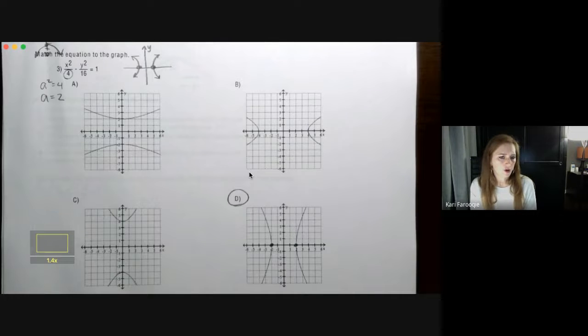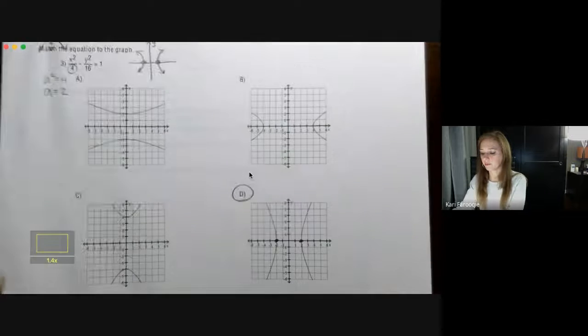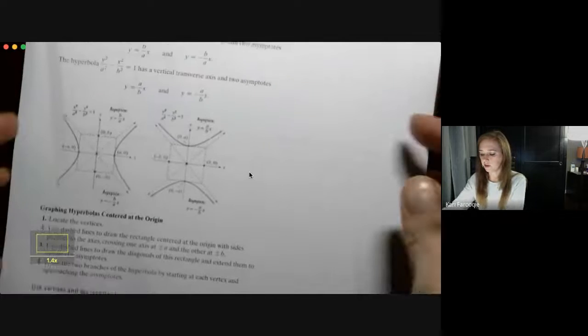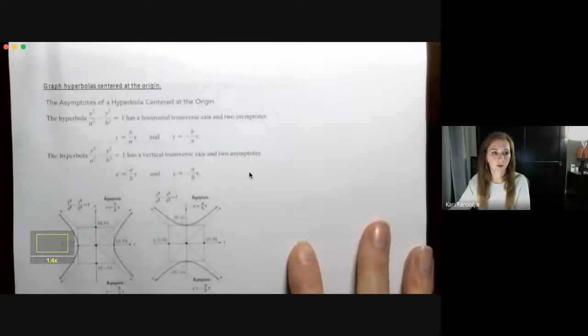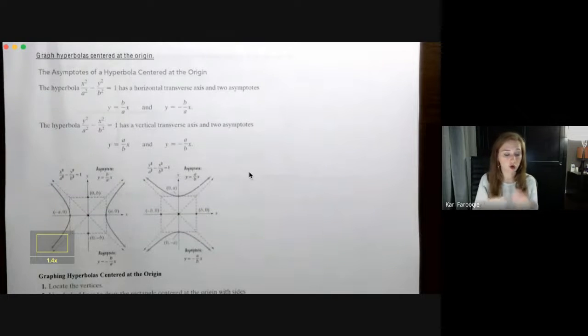Does anyone have a question on number 3? Okay. Then let us discuss hyperbolas centered at the origin and how to graph them.